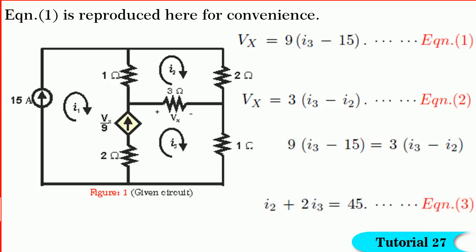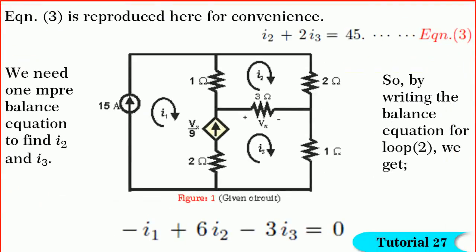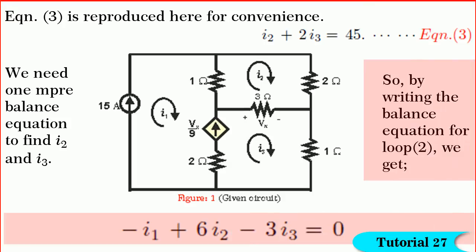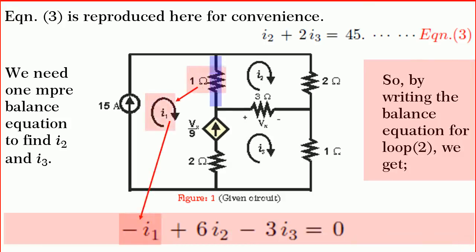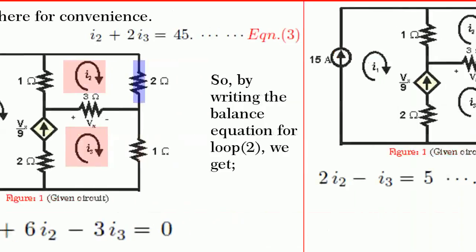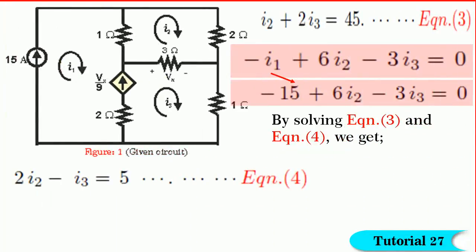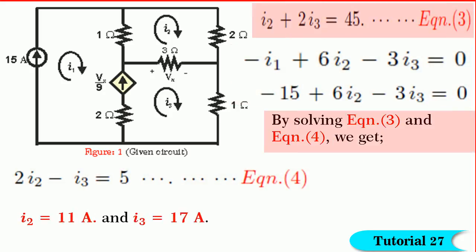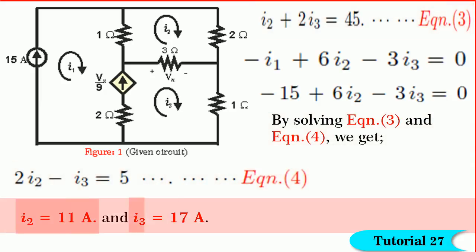We need one more balance equation. Hence, writing the balance equation for loop 2, we get minus I1 plus 6I2 minus 3I3 is equal to 0. By substituting I1 is equal to 15 amperes, we get 2I2 minus I3 is equal to 5. Let it be equation 4. By solving equations 3 and 4, we get I2 is equal to 11 amperes and I3 is equal to 17 amperes. And we know I1 is equal to 15 amperes.